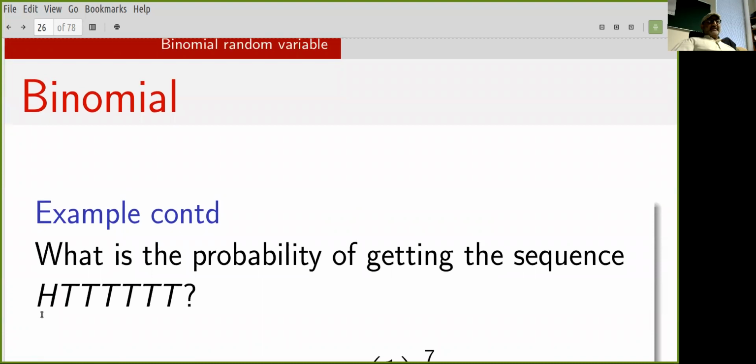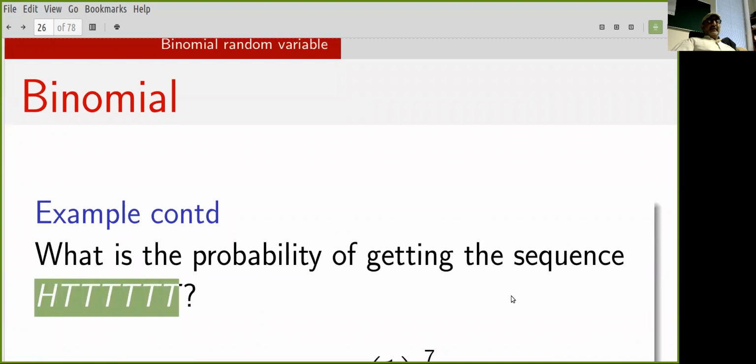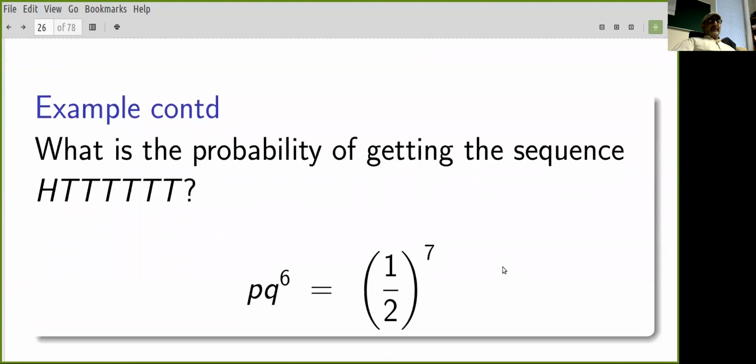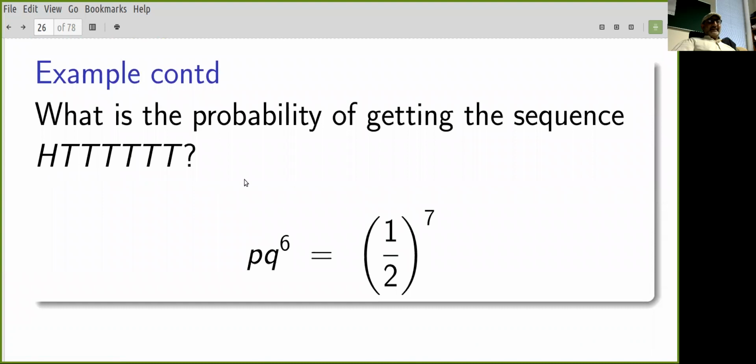What is the probability of getting exactly this sequence? 1 H followed by 6 tails. Well, the probability of H is equal to p. Then again, all these flips are independent, so you have to multiply by the probability of tail, which is q times q times q times q times q times q. So the probability of getting that exact sequence is p q to the 6, which is 1/2 to the 7.